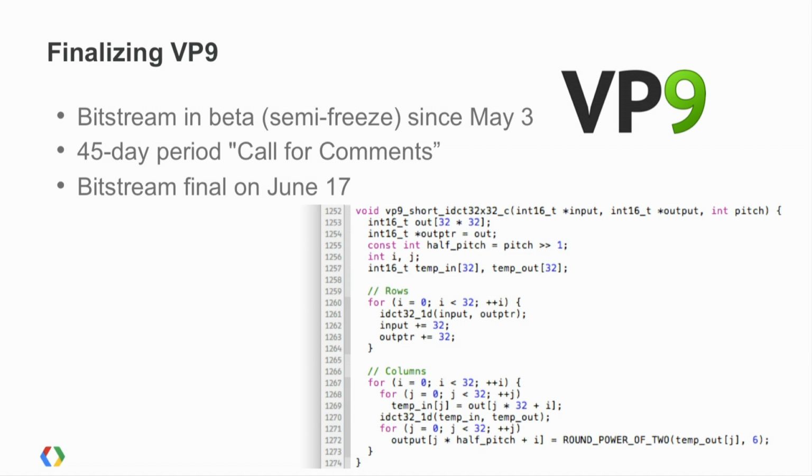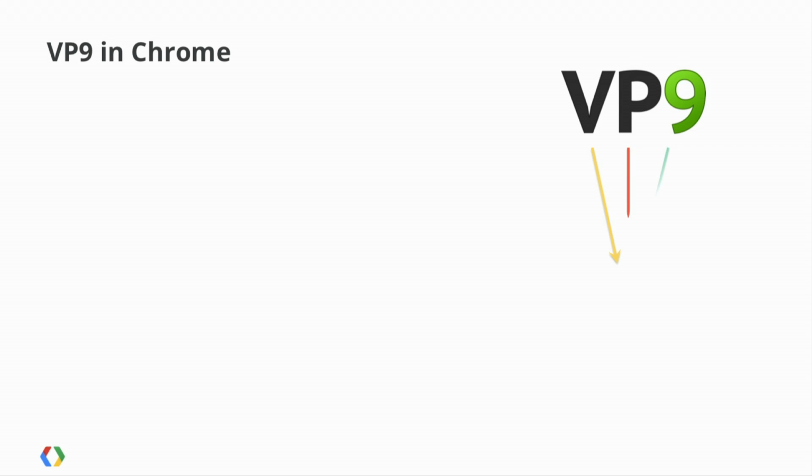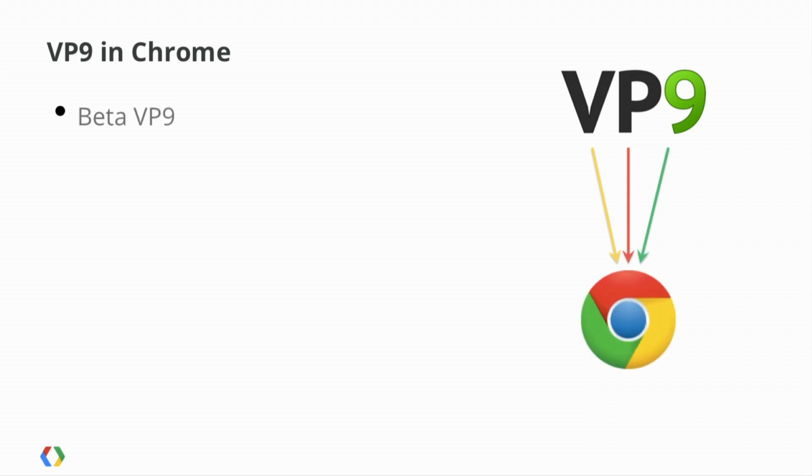you're encoding content with an encoder that's out after June 17th, it's going to be able to play back in a decoder after the bitstream freeze. Obviously, getting VP9 in Chrome is very important to us.